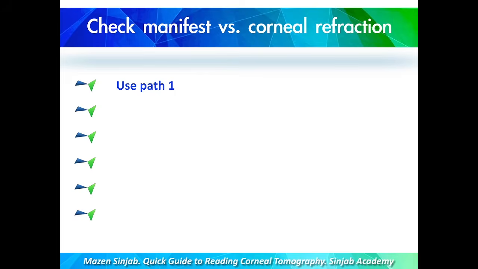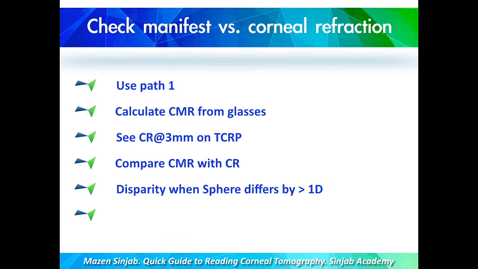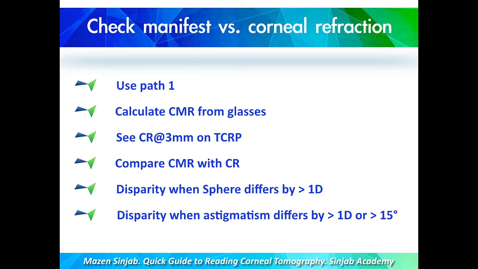We have to use path 1, calculate corneal manifest refraction from glasses or from manifest refraction. We see the corneal refraction at 3 mm on the TCRP map. Then we compare both corneal manifest refraction with corneal refraction, and we look for any disparity. The disparity is defined by a difference in sphere by more than 1 diopter, or a difference in astigmatism by more than 1 diopter in amount, or more than 15 degrees in axis.